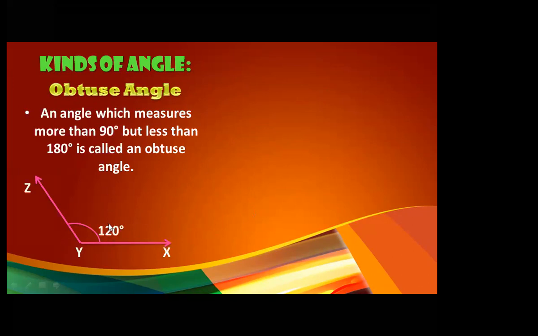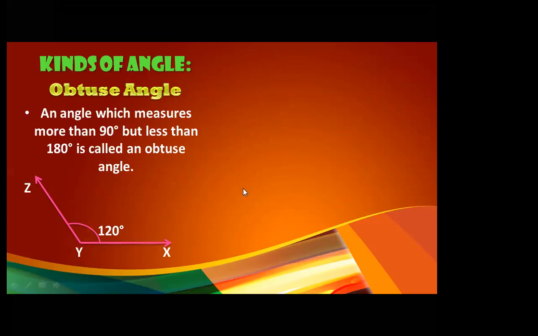It means 120 degrees is greater than 90 degrees, but less than 180 degrees. So any angle which measures more than 90 degrees but less than 180 degrees is called an obtuse angle. Like an angle of 175 degrees or 150 degrees will be an obtuse angle, because it measures less than 180 degrees but greater than 90 degrees. These are the points Z, Y, and X. This is your vertex, on which your rays will meet.